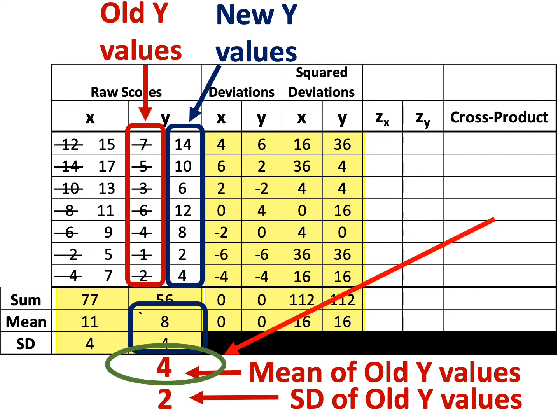So let's compare the mean of the old y values, which is 4, with the mean of the new y values, which is 8. Now remember, we got the new values of y by multiplying the old values by 2. So what happened to the mean? Right, so when we multiply the old values by 2, the mean was also multiplied by 2. And this is the general principle of transformations.